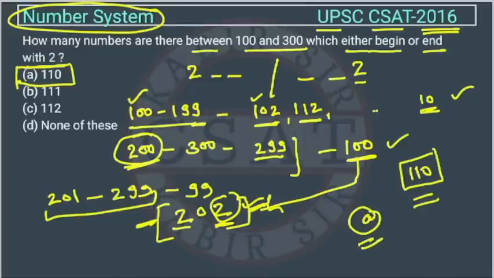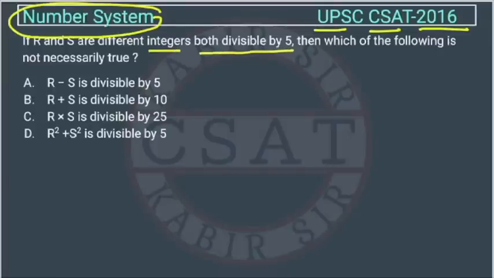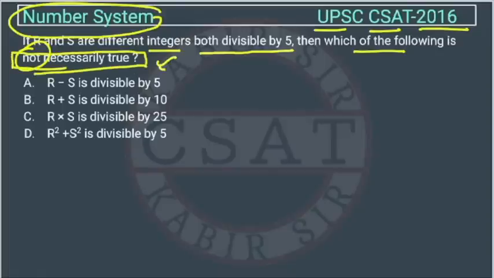Okay, so this is a question from the number system chapter asked by UPSC in the CSAT paper of 2016. If R and S are different integers both divisible by 5, then which of the following is not necessarily true? So this is important, right? We have to find out which is not true, because I have seen many students making this mistake, thinking we have to find which is true, but the question is asking which is not true. So how should we approach these kinds of questions?